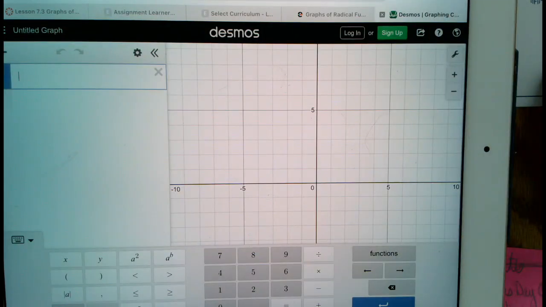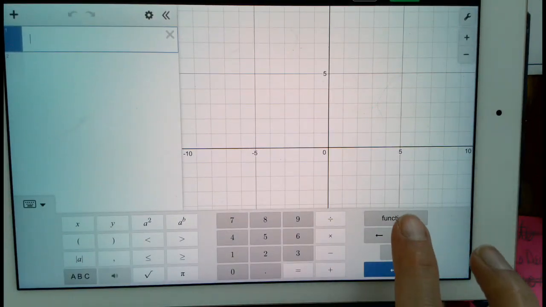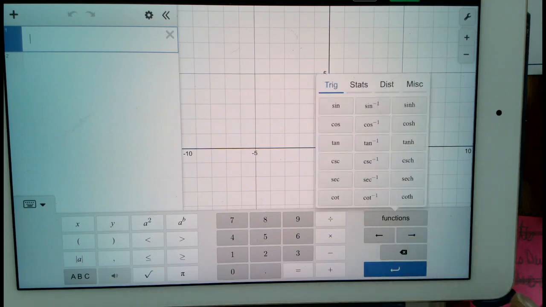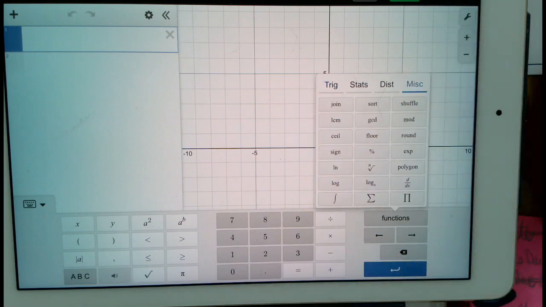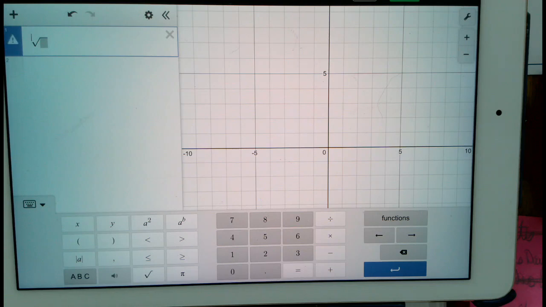And when we type this in, I'm going to scoot this down here. Again, we need to go to functions to type it in. So we're going to go to functions, and then we need to go to miscellaneous. And then it's going to be this button right here, the nth root of. So we're going to hit that, and then we can type in the rest of the problem.